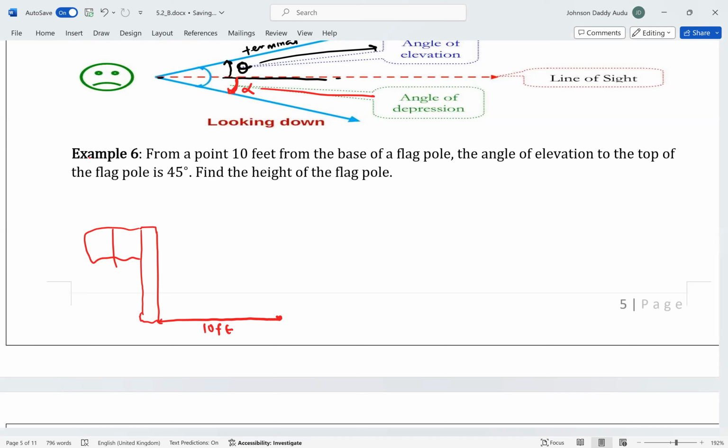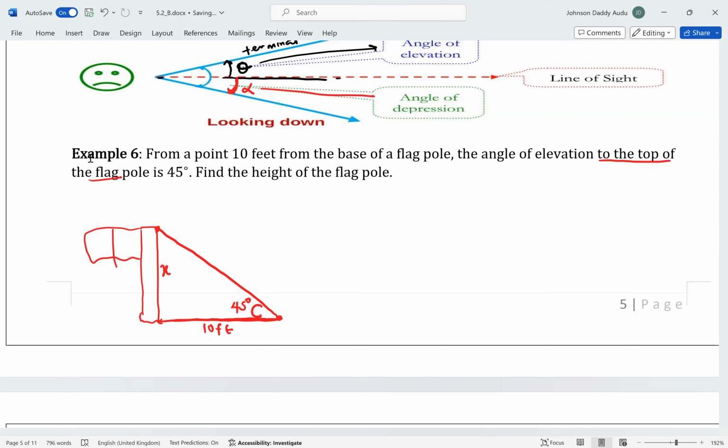The angle of elevation. This horizontal line will be our line of sight now. The angle of elevation means you have to look up, to the top of the flagpole. This is the top of the flagpole. So you have to raise your head and check the top of the flagpole. This is the angle of elevation, which is 45 degrees. Now you want to find the height of the flagpole, which is just going to be this distance here.